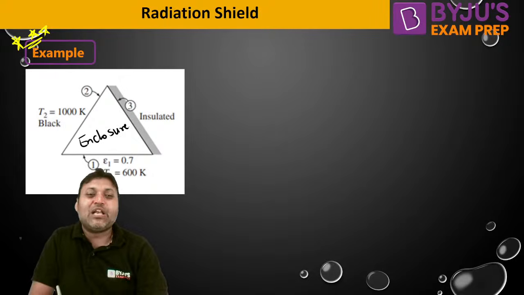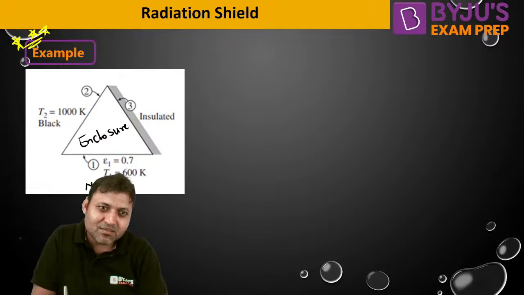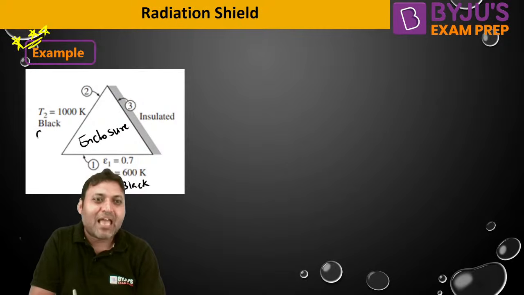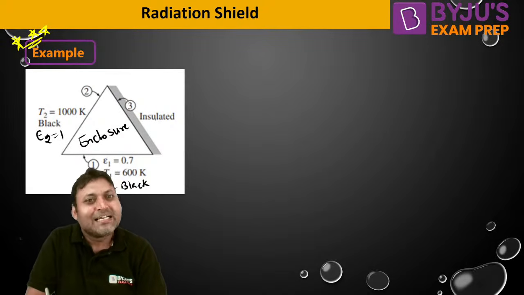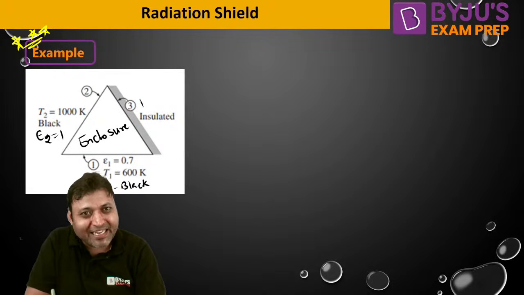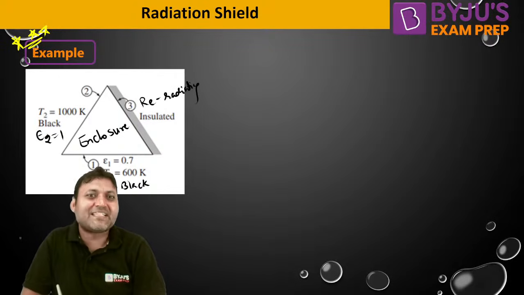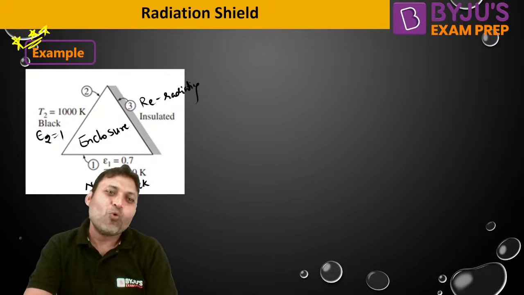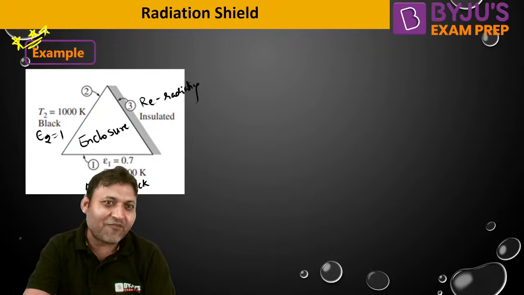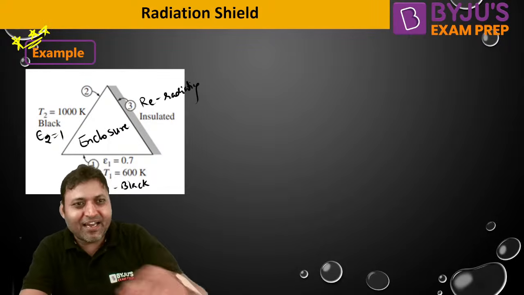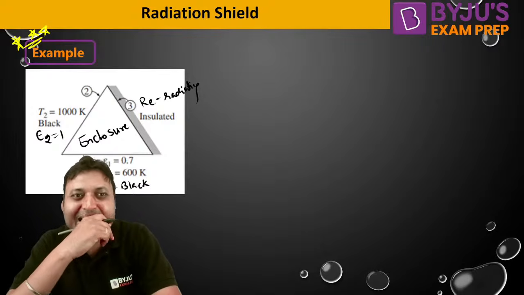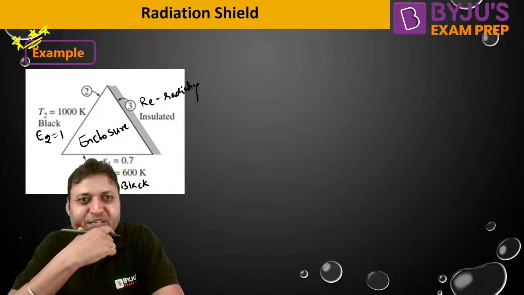Surface 1 is non-black, and its emissivity is given. Surface 2 is black, emissivity equal to 1. Surface 3 is insulated or re-radiating. There is a 3 surface enclosure: one is a non-black body, another is a black body, and the third one is insulated, re-radiating or non-participating.